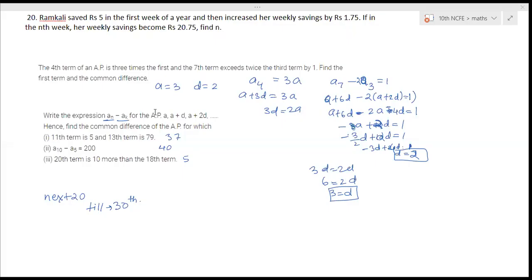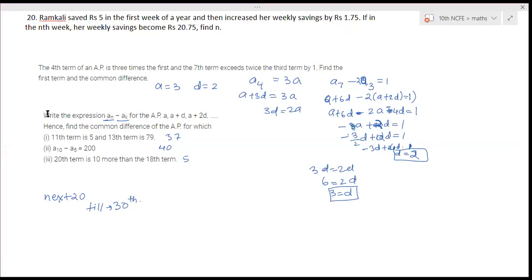To explain this part: this is a trick you can use when you are giving any competitive exam. It is an easy method for finding the difference, a shortcut method. If you know any two terms as values, you can find out the common difference.